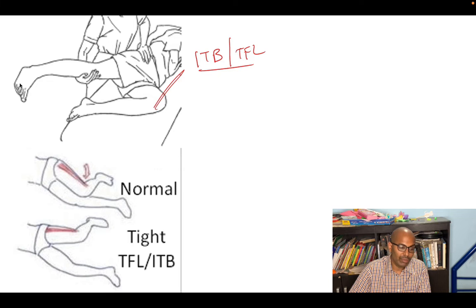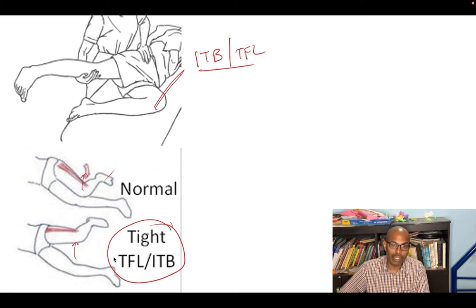Then you lift up the distal portion of the leg, then flex the knee to 90 degrees. When you flex the knee to 90 degrees, normally the knee will not rise up. If the knee starts to rise up automatically when you flex the knee, it indicates that there is a tight tensor fascia lata or iliotibial band. This is called Oberst test.